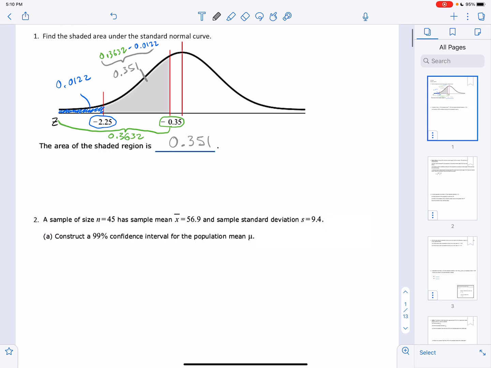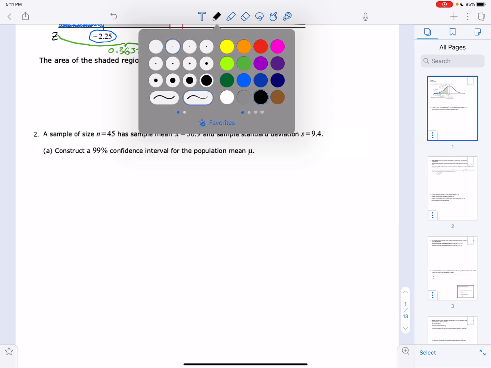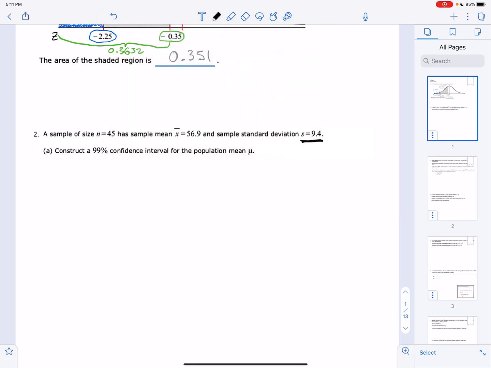Okay, question number two. It gives us a sample size of n equals 45 with a sample mean of 56.9 and a sample standard deviation of little s equals 9.4. So notice this is a sample, and they give us a sample size. We want to construct a 99% confidence interval for the population mean. Now, the thing to note here is that this is a sample, and we have the sample standard deviation. We do not have the population standard deviation.